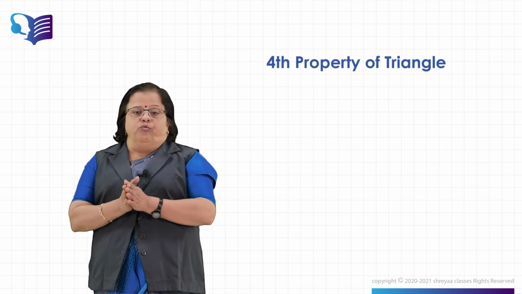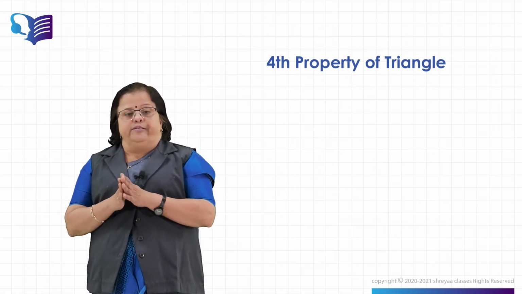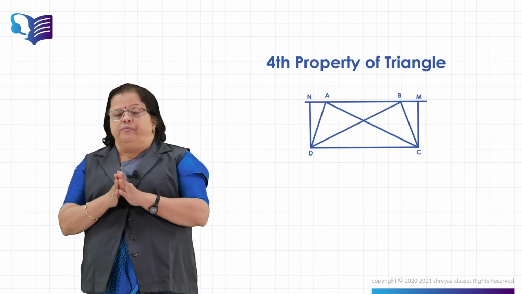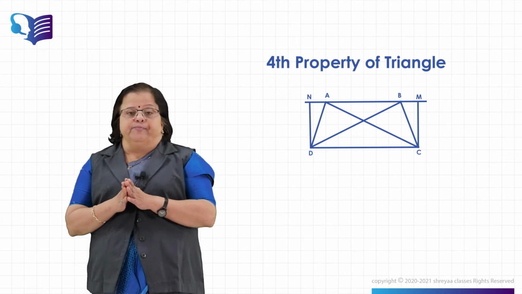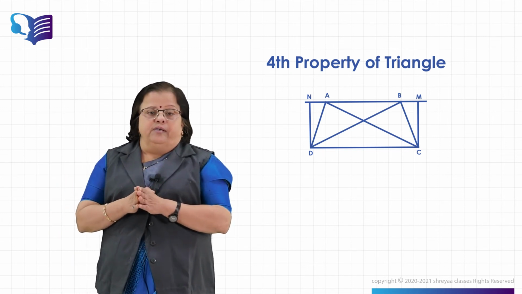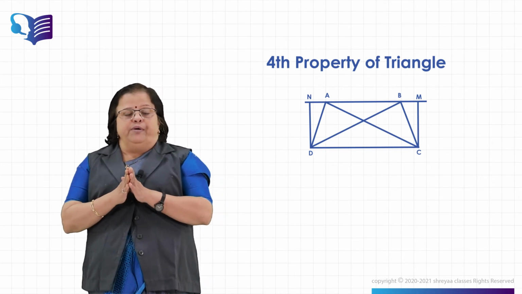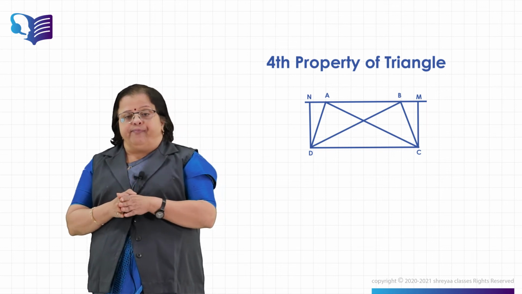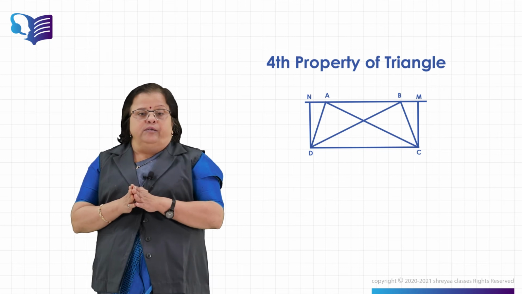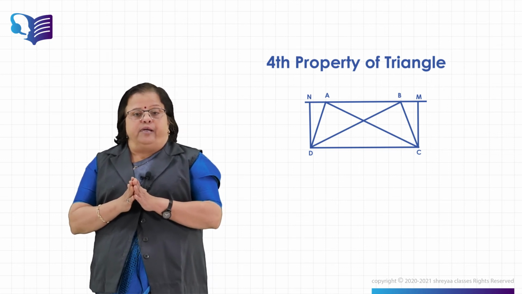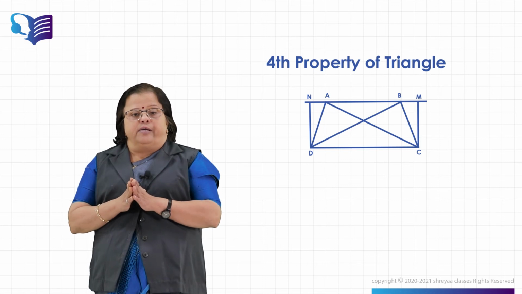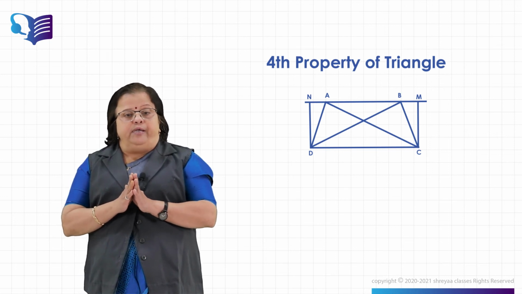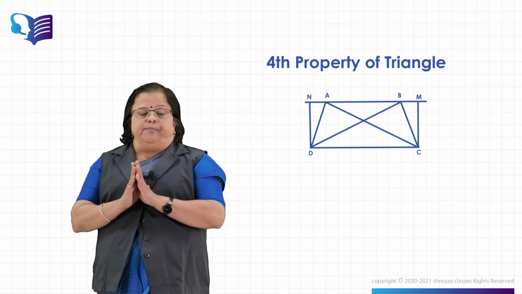Now, let us see the fourth property of the area of triangles. In this figure, the figure is of trapezium ABCD. What is the property of a trapezium? In a trapezium, one pair of opposite sides is always parallel. Therefore, AB is parallel to CD. Now, we will consider two triangles here. One is triangle ABD and the other is triangle BAC.